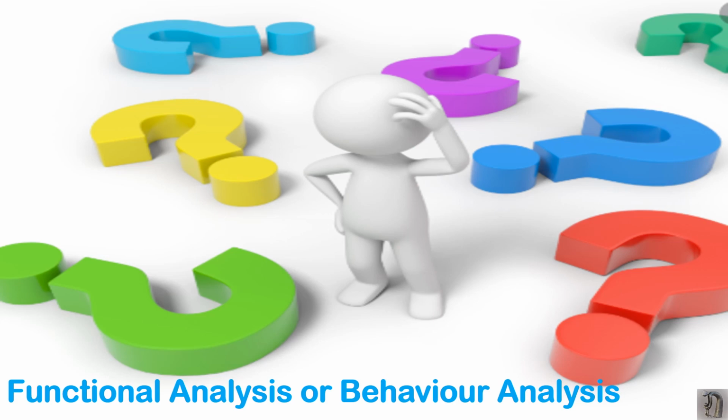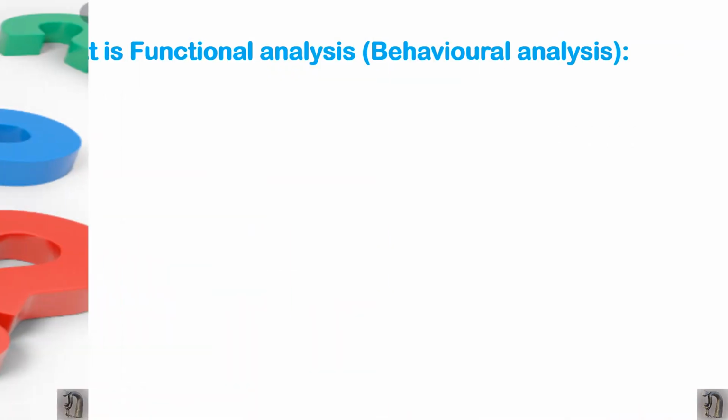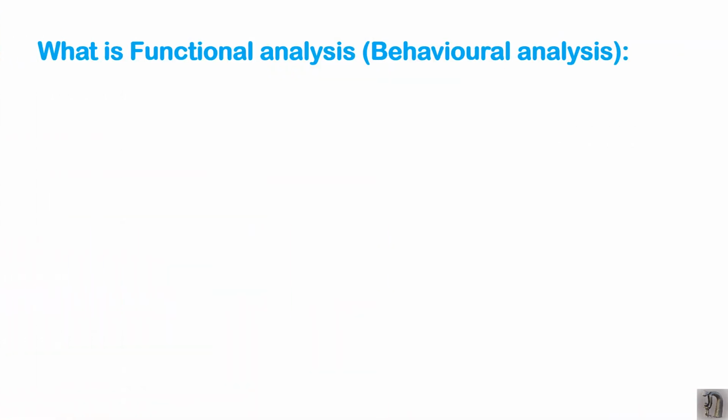This is the best method to find out the problem behavior in a child. So there will be a lot of question marks in our mind: why this behavior is happening, for what reason it is happening, when it is happening, how it is happening. So we need to analyze that. So how can we analyze? We can analyze right away with functional analysis. So let us understand what functional analysis or behavior analysis is.